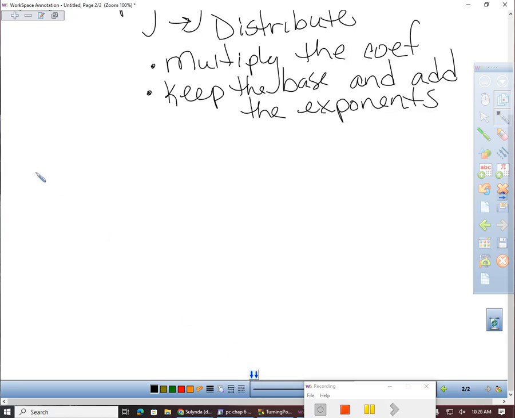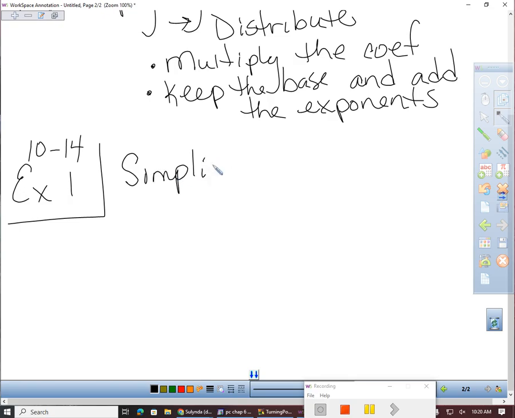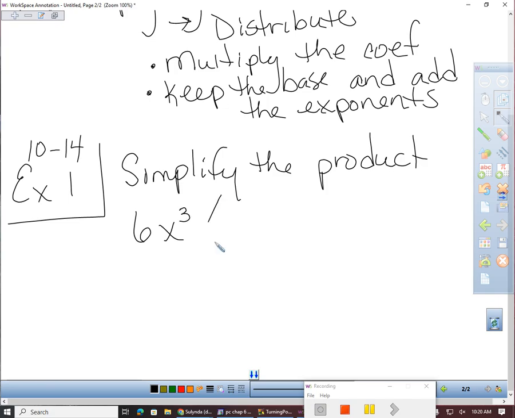Jumping right in with example number 1. Problems 10 through 14, where we're starting today. And it says simplify the product. Product means to multiply, right? So let's say I have 6x to the third times 2x squared minus 7x.